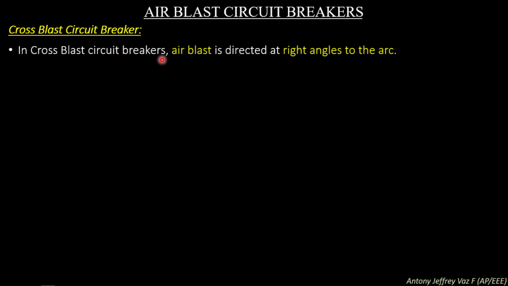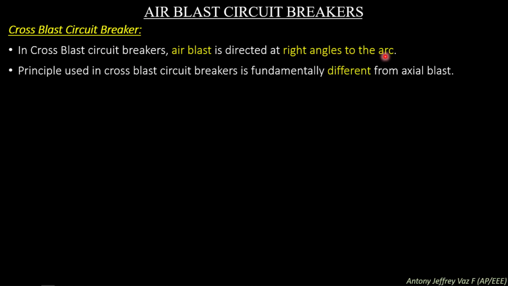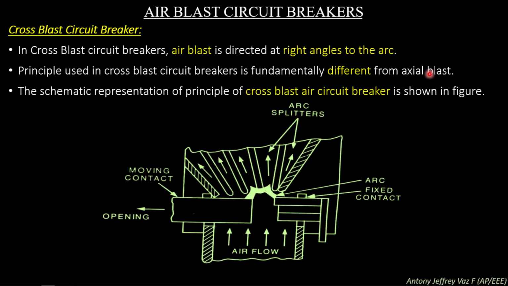In cross blast circuit breakers, the air blast is directed at right angles to the arc. The principle used in the cross blast circuit breaker is fundamentally different from axial blast circuit breakers. The schematic is shown here. Here you can see the air is flown at right angles to the arc. Here the arc is struck between the two contacts, the fixed and the moving contacts. So the arc is struck in this position and the air is flown at right angles to the arc.